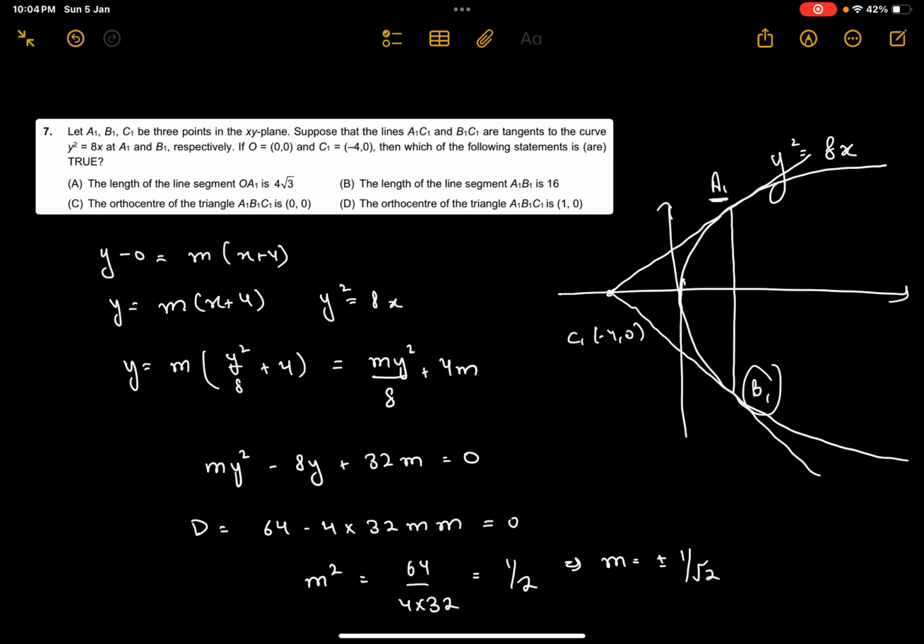So m equals 1 by root 2 corresponds to this line, which gives us A1, and the other corresponds to the line which gives us B1. Let's take m equals 1 by root 2 and find A1.